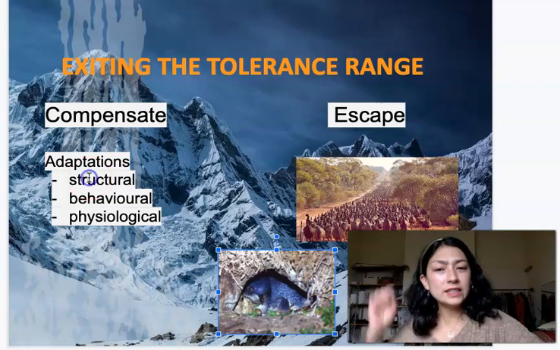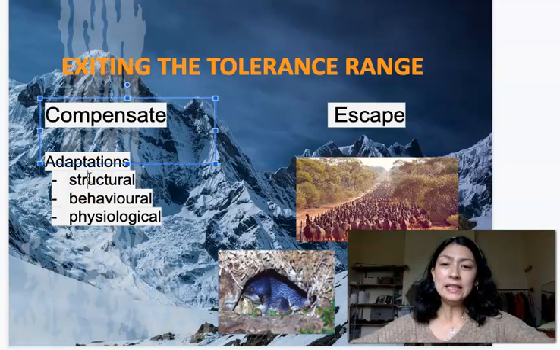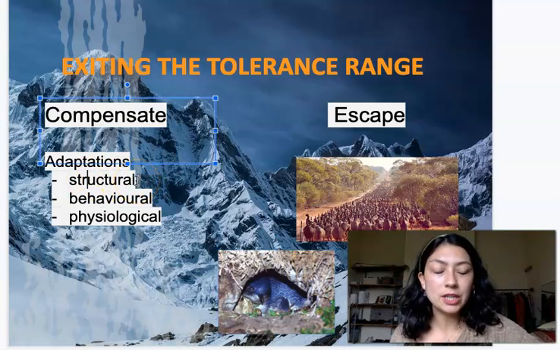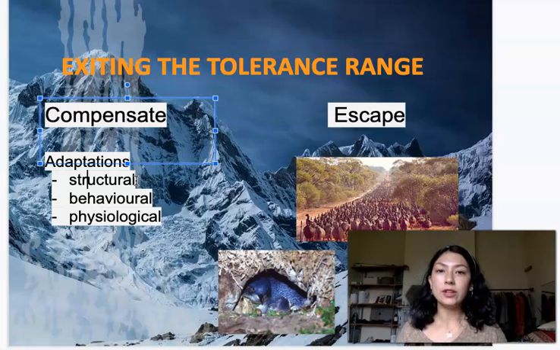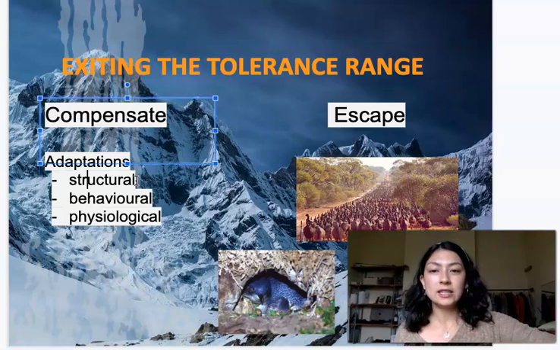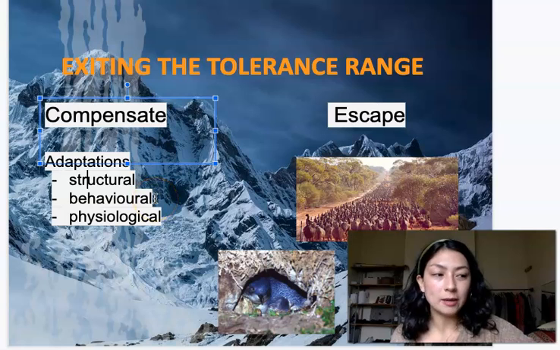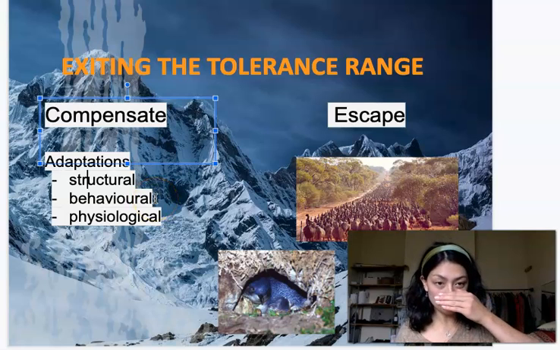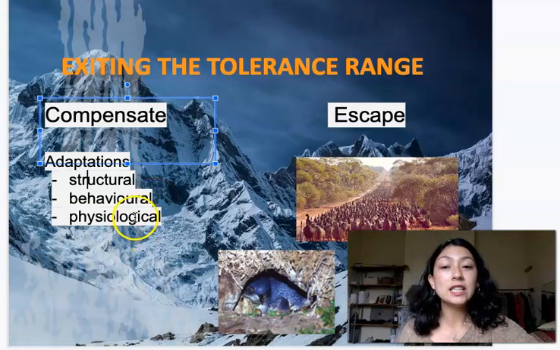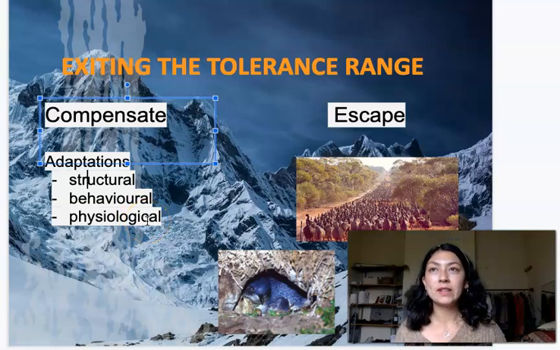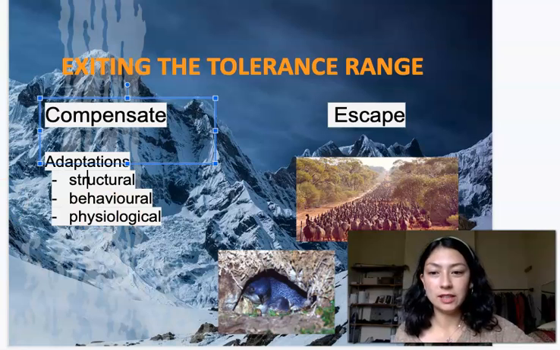An example, let's think of something like a polar bear. An example of a structural adaptation would be its white fur that helps it blend into the environment. Something that's behavioral would be that it stalks its prey and covers its nose when it's hunting. Something that's physiological would be its propensity to store fat to help it stay warm.